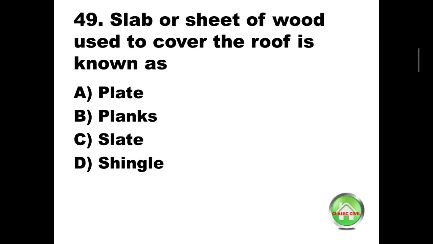Question number 49. Slab or sheet of wood used to cover the roof is known as option A plate, option B planks, option C slate, option D shingle. Slab or sheet of wood used to cover the roof is known as, answer is option D shingle.